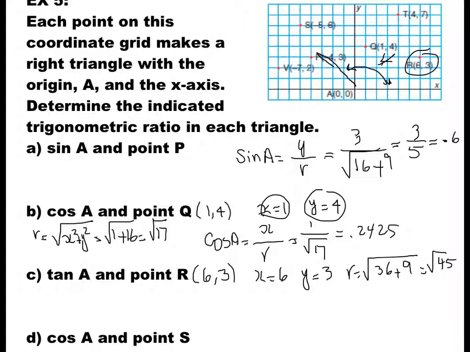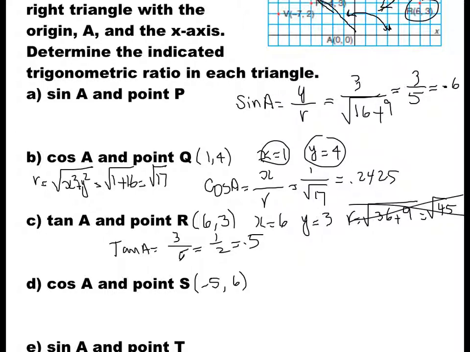Now, if you refer back to your notes, we said that tan of any angle based on the point is y over x. So I can say tan A is y, which is 3, divided by x, which is 6, which is 1 over 2, which is 0.5. In fact, we didn't even need to find r, because for tan, we don't need r. Just y and x is enough to find tan of the angle.